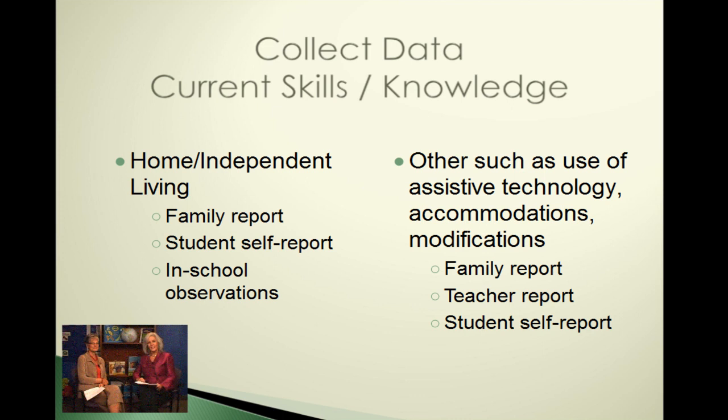Teacher reports: what kinds of accommodations have been used in the past? Does a teacher find that the student is more successful when using a peer, for example, a peer buddy? Or the family often is a good source for knowing whether or not there might be some accommodation that has worked in the past or at home. And finally, asking the student him or herself. So those are possible sources of information.